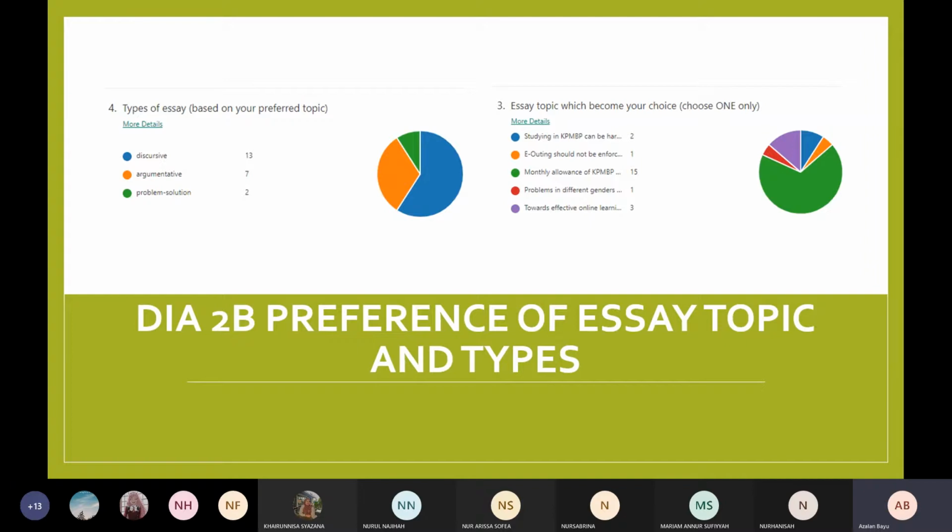And I guess discursive is one of the easiest types because you will have many ideas when you give balanced ideas, positive and negative. Compared to argumentative, it is a bit complicated because you have to give one side only, whether you agree or disagree. Alright, and the essay topic that you prefer the most in your class is number 3.